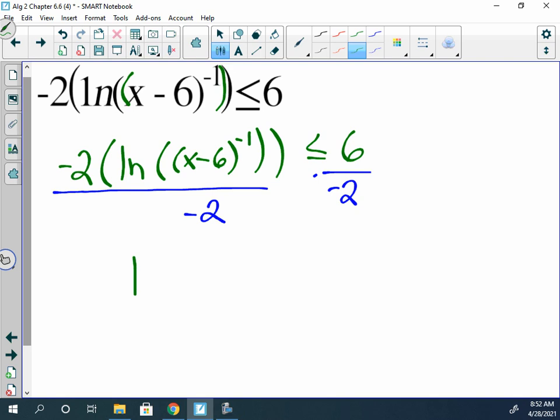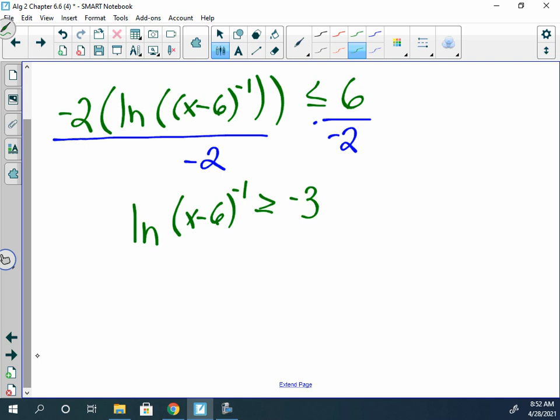Which will tell us that we have the ln of (x minus 6) to the -1 is greater than or equal to -3. And I do notice that I did drop that extra set of parentheses. But we understand that that -1 is not attached to the natural log. It's attached to the x minus 6. I'd throw that -1 out front.